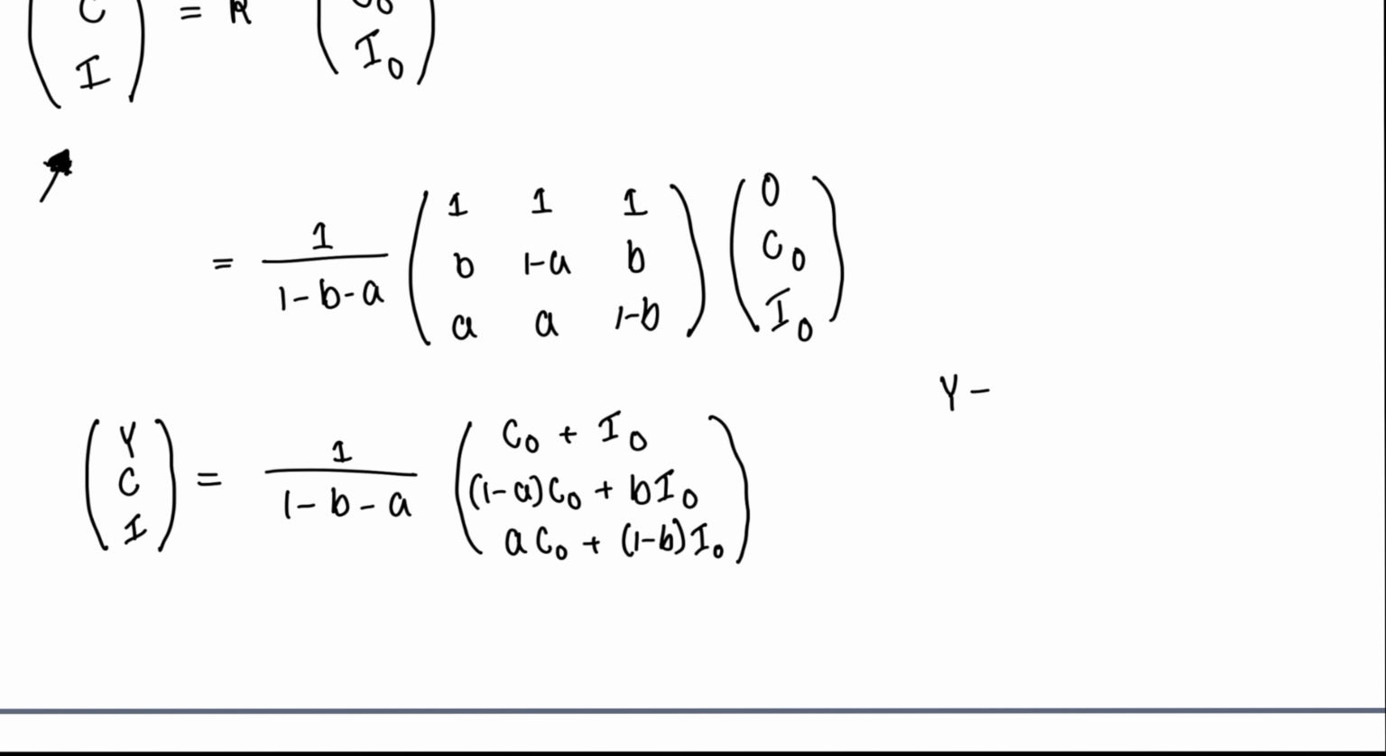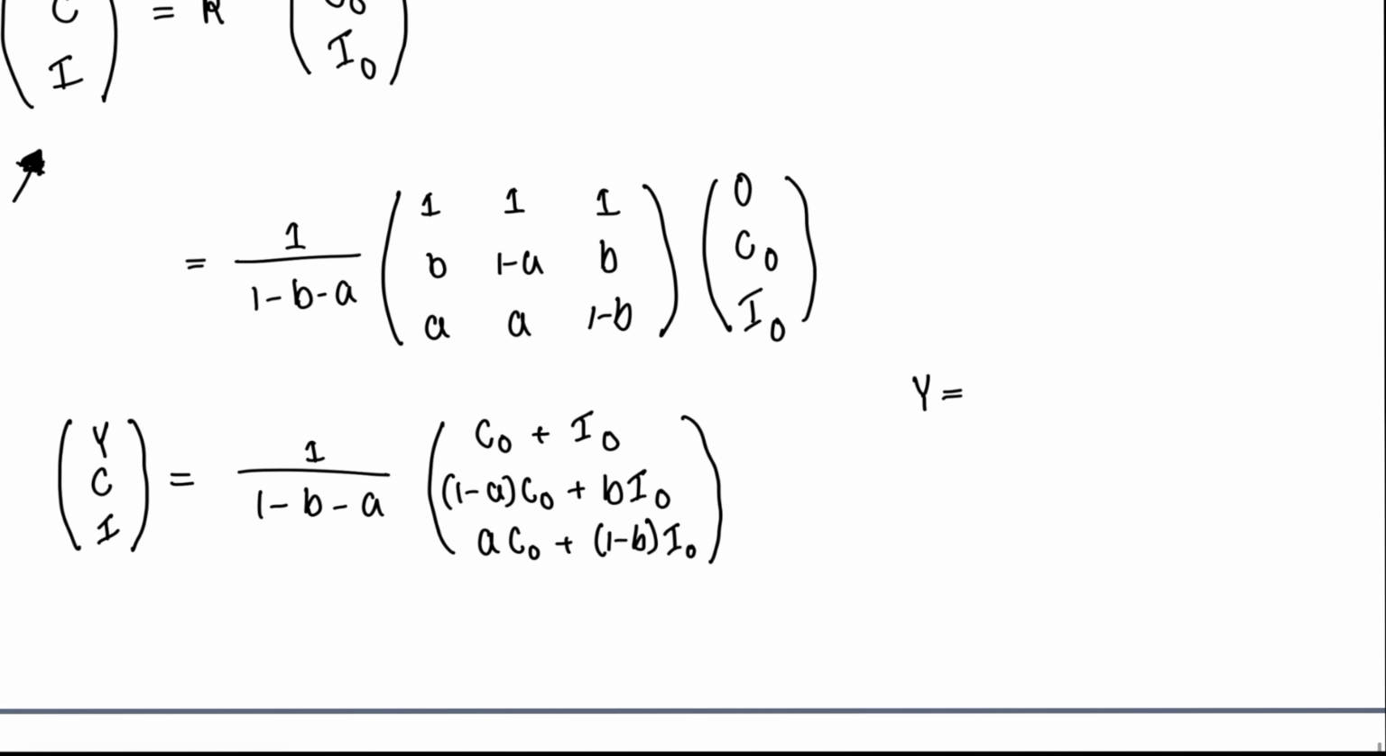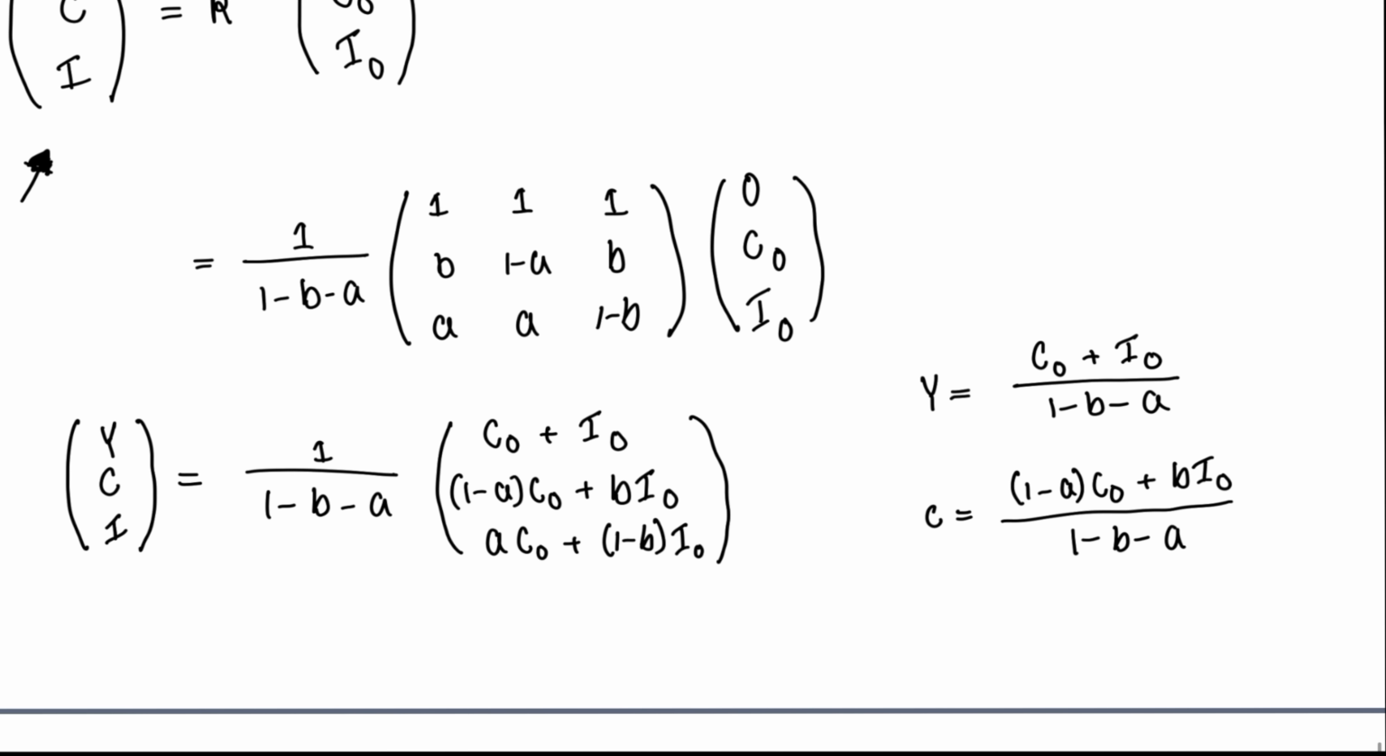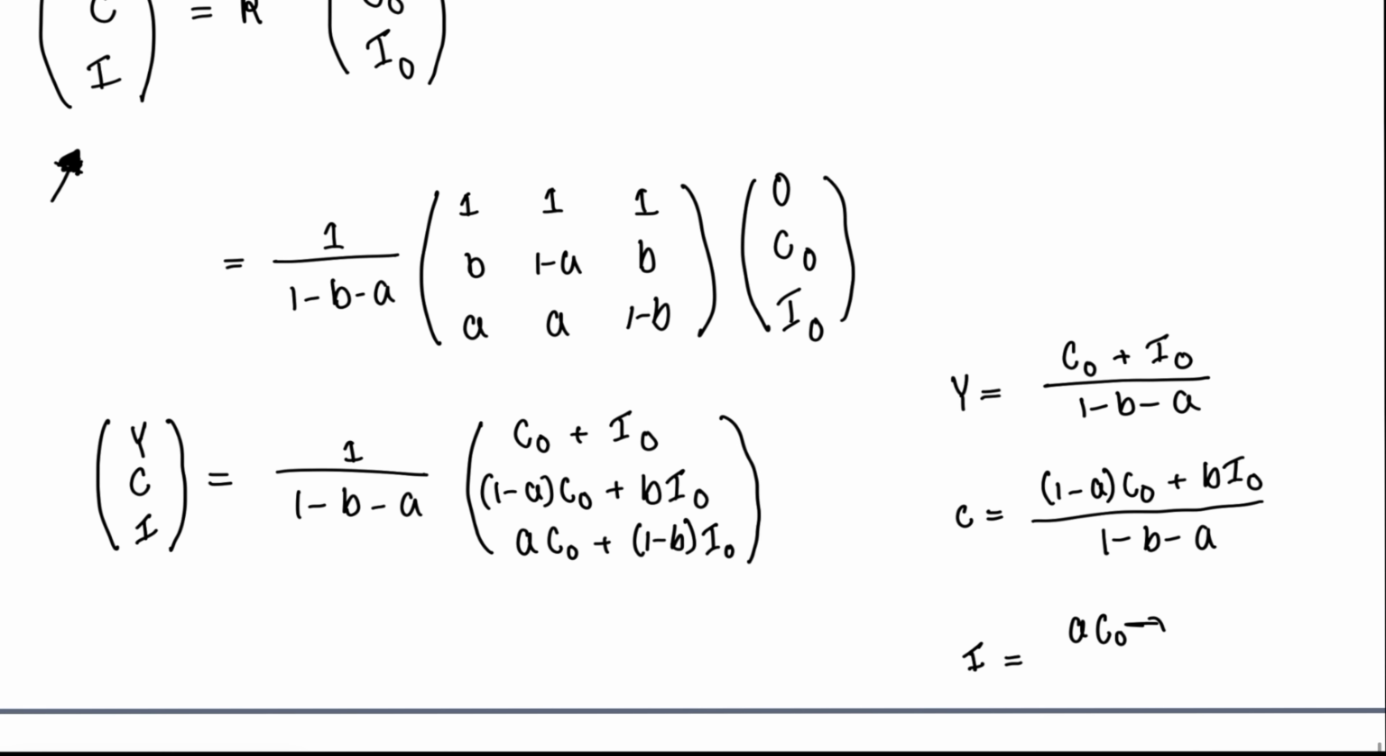So now I can say Y is equal to C0 plus I0 all over 1 minus B minus A. C is equal to 1 minus A C0 plus B I0 all over 1 minus B minus A. And then I is equal to AC0 plus 1 minus B I0 all over 1 minus B minus A.